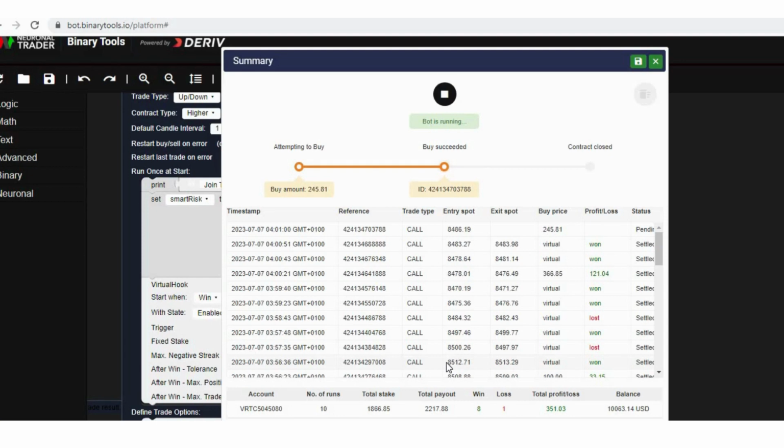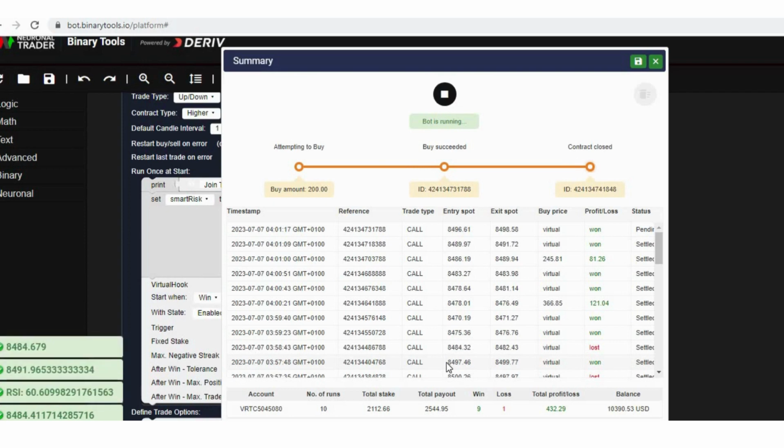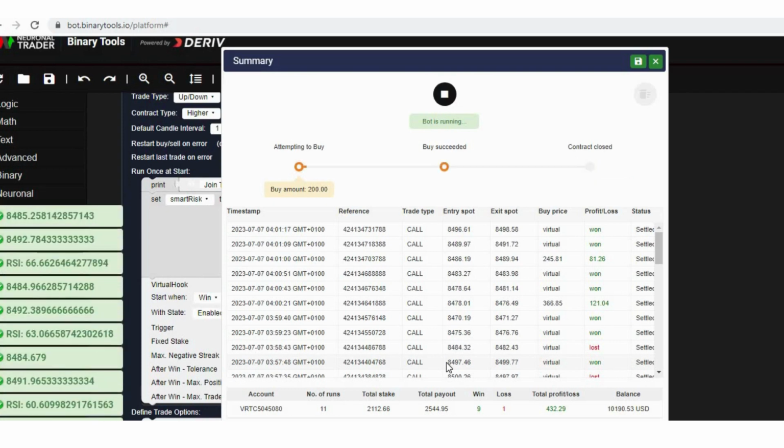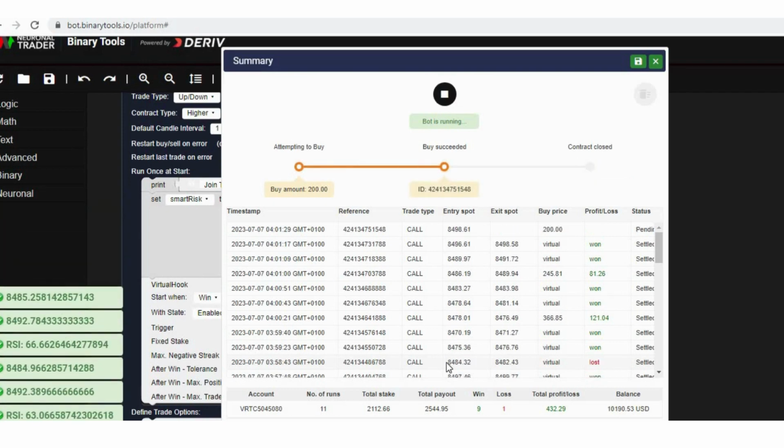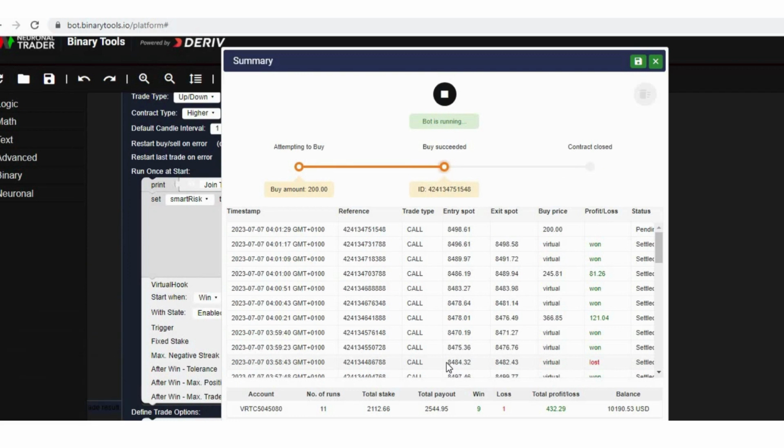So you see 366. Now we are trying to recover our losses. From 366, it has been reduced to 245. I believe it's going back to 200 even after this one. So we are very close to our take profit. You can see how many wins in a row: 1, 2, 3, 4, 5, 6, 7, 8. Assuming we did not have a virtual hook, 8 wins in a row. That's cool money. So it means that this bot works very well.